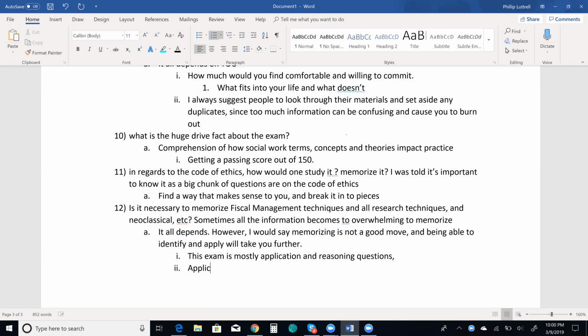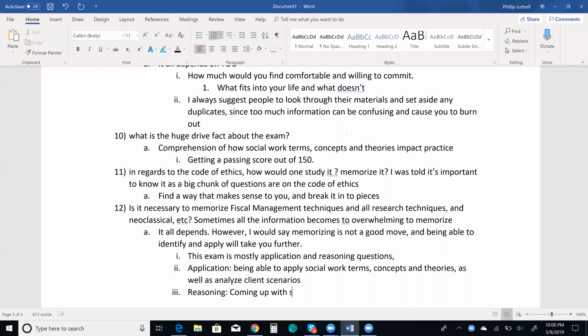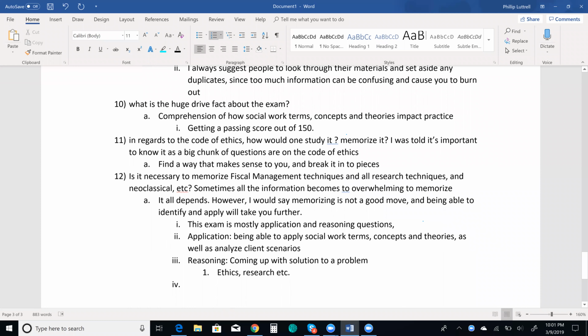Questions. So, application, being able to apply social work terms, concepts, and theories, as well as analyze client scenarios. And then reasoning is coming up with a solution to a problem. Ethics, research, etc. So a lot of it is not recall.